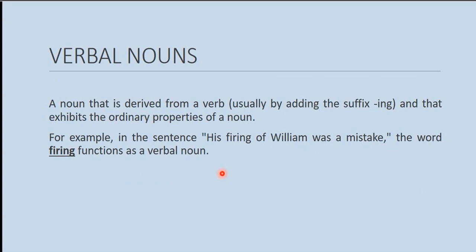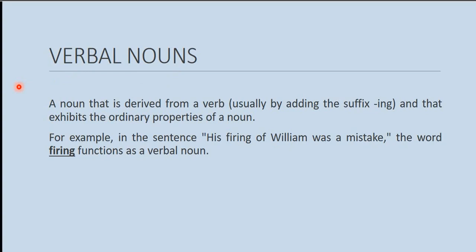So in the verbal clause, this is another example. A verbal noun is a noun that is derived from a verb, usually by adding the suffix ing, and that exhibits the ordinary properties of a noun. So verbal nouns are forms of nouns which are created by adding ing to a normal verb. In a very simple sentence, we might say, swimming is good for your health. Here, swimming is normally a verb, but we made it a noun by adding ing, and we used it as a noun, as a subject of a sentence.